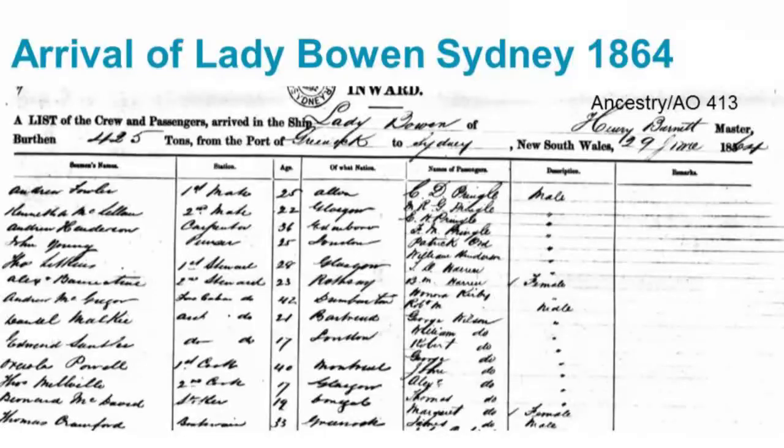So this is the passenger list that's available. You can view it through Ancestry. We've also got it on microfilm upstairs. It's from the State Records of New South Wales. And as you can see, it's just a list of the crew, and then you've got passengers listed there. And so you've just got names, basically.